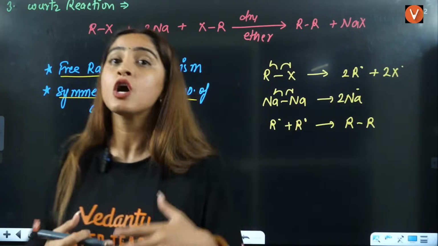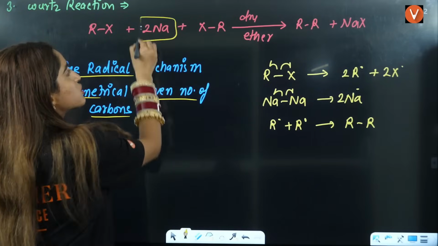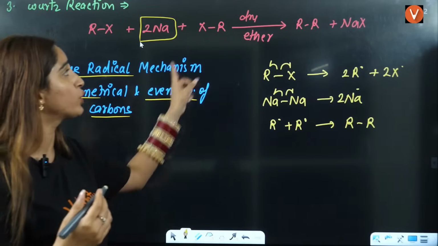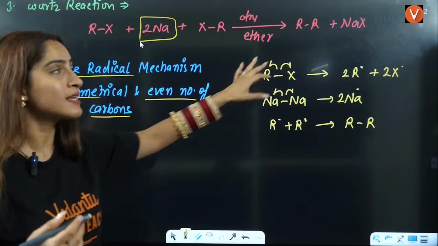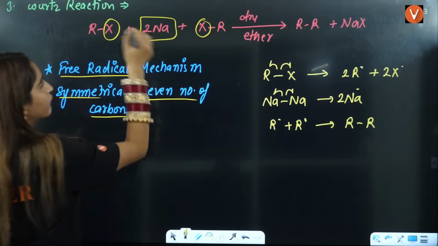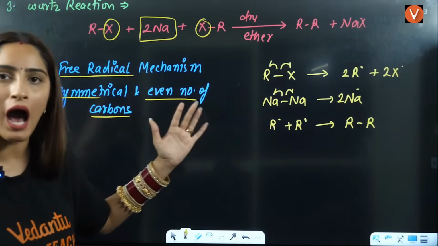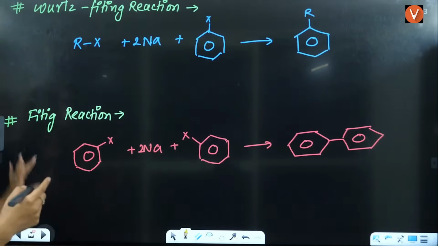Now what do we use here? We use dry ether, because here we are using sodium, which is very explosive. So that is why we have to use dry ether here, right? Two sodium will take out this X and X. You will be left with R free radical. That will be twice, and that will give you RR. That is double the number of carbons.